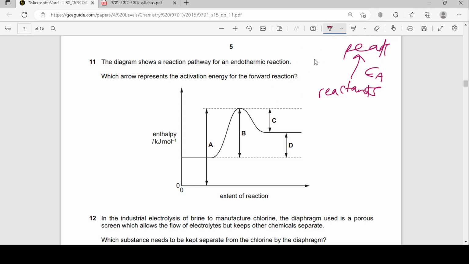Well, this is not really going from the reactants to the peak. This is going from the reactants to the products, so it's wrong. This is going from 0 to the peak, so that's also wrong. And this is going from the reactants to the peak, so I think B is the right answer. And this is just going from the products to the peak, which is wrong. So the answer is B.